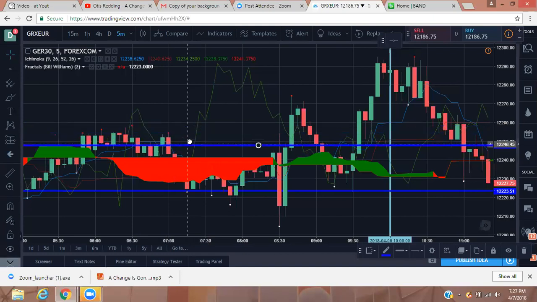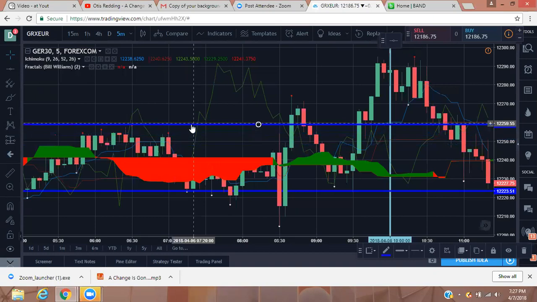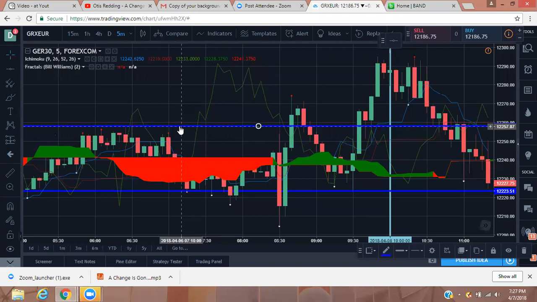What is a fractal? A fractal is basically showing support and resistance on the chart. That's all a fractal really is.